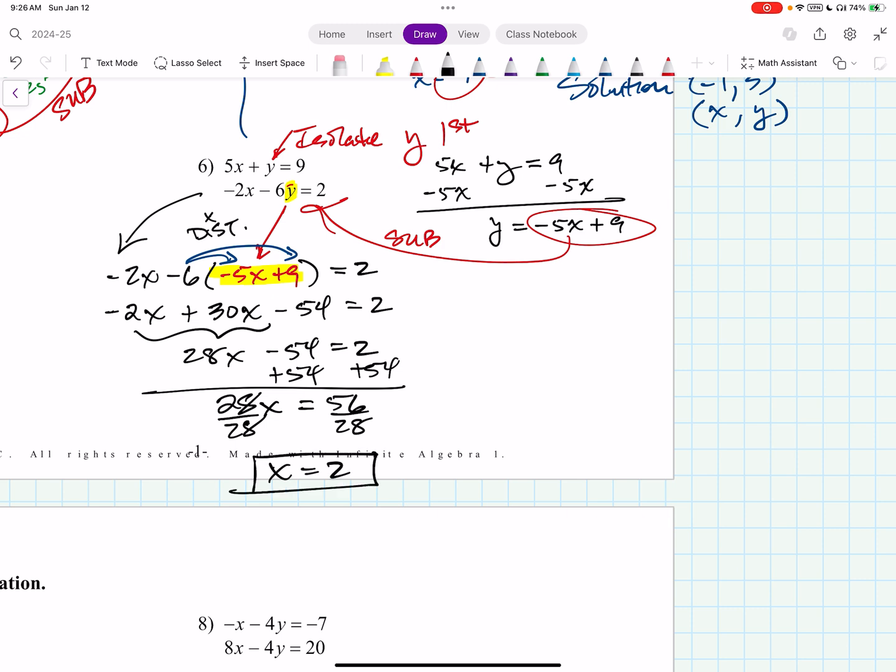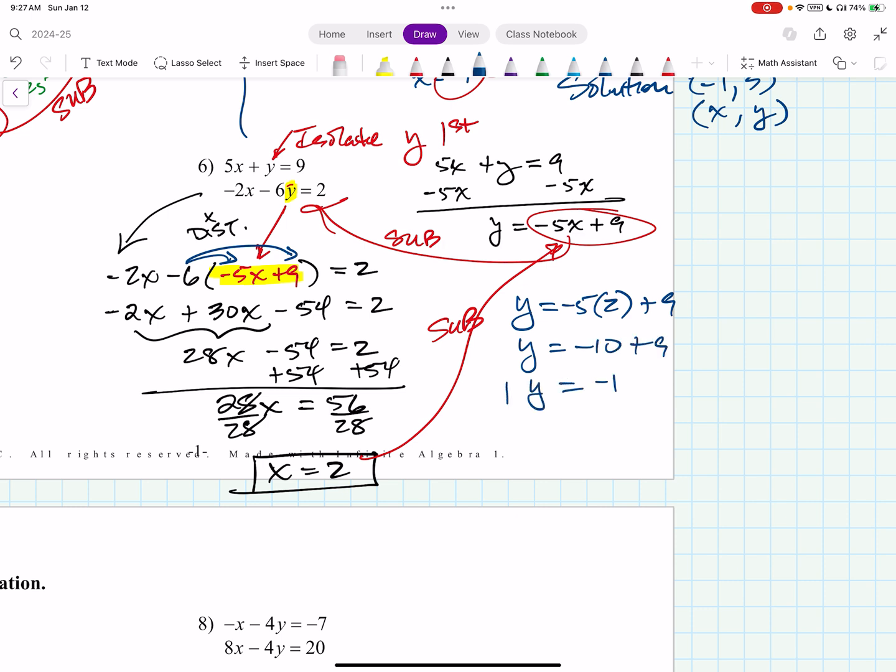Now we need to find the solution to the system, which means I need to substitute back in to find y. So this just goes up here. Substitute in. And what do we have? We have y is equal to negative 5 times x, which is 2, plus 9 more. So y is equal to negative 10 plus 9, which is a negative number because you have more negative, and you get negative 1 here.